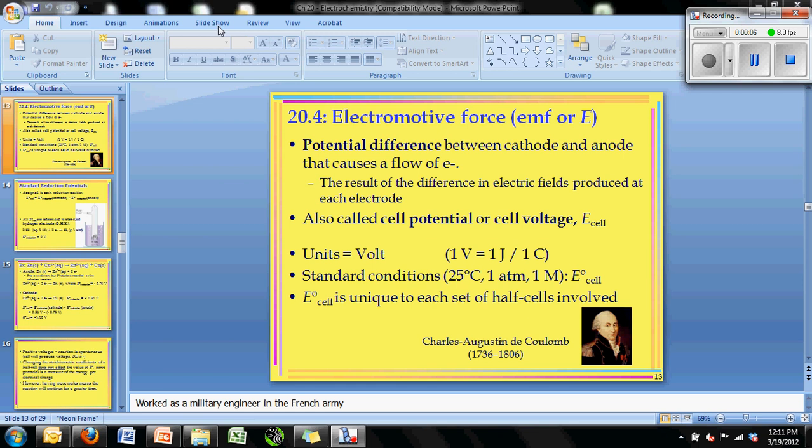We'll start today with electromotive force. I know in podcast 1 I had briefly touched on it, but today I'm going to go over electromotive force and cell potential, which is the same thing, in terms of spontaneity of reaction in voltaic and electrolytic cells. So let's start with slide 13.